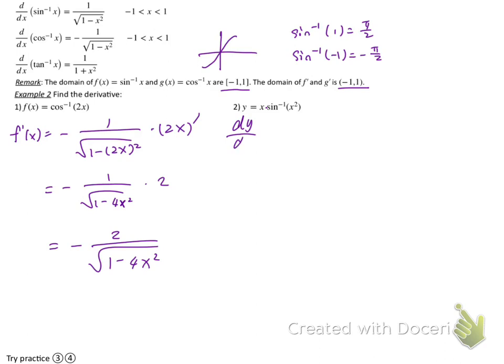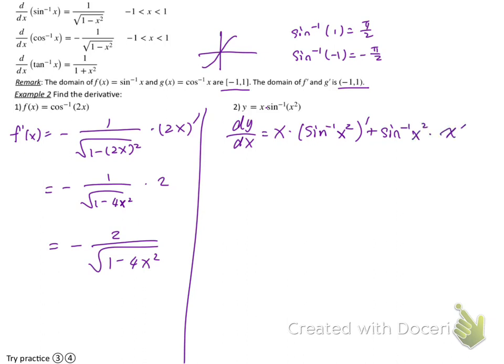dy/dx is x times the derivative of sine inverse of x squared, plus, keeping the whole thing the same way, sine inverse of x squared times the derivative of x. Let me put the parentheses. The first part is a chain rule, with sine inverse of x squared instead of x. So we do exactly what we just did.